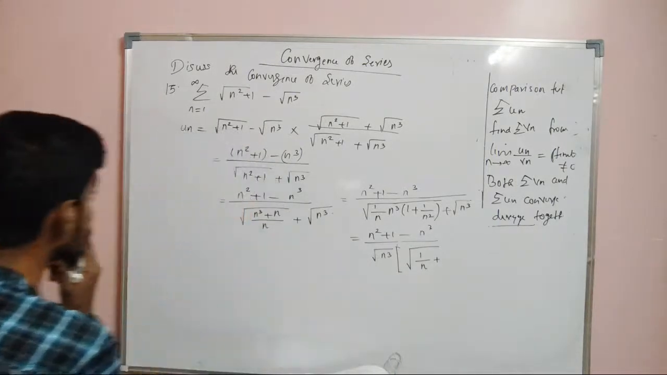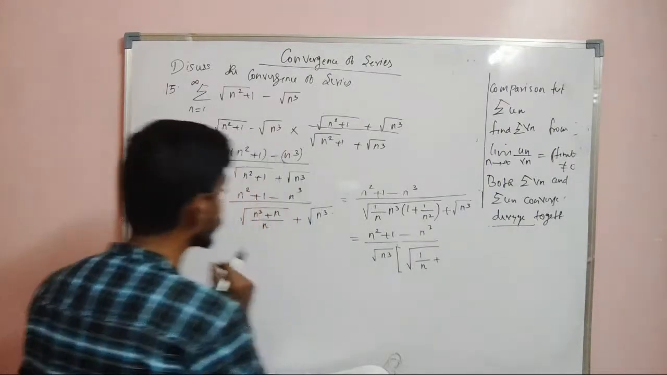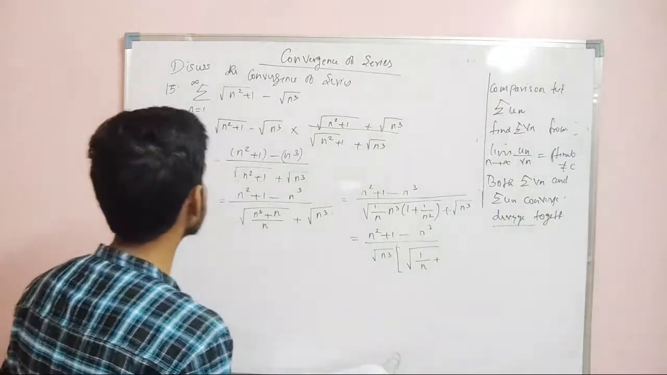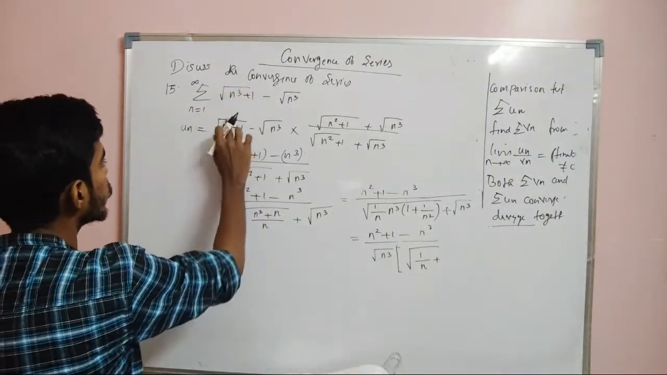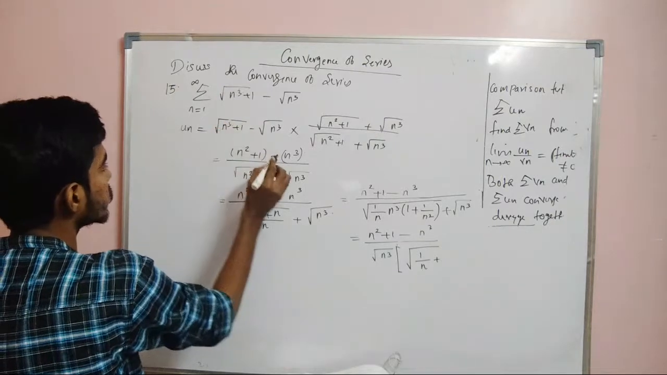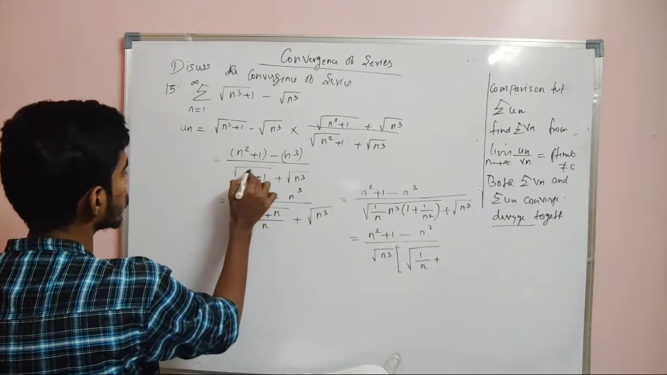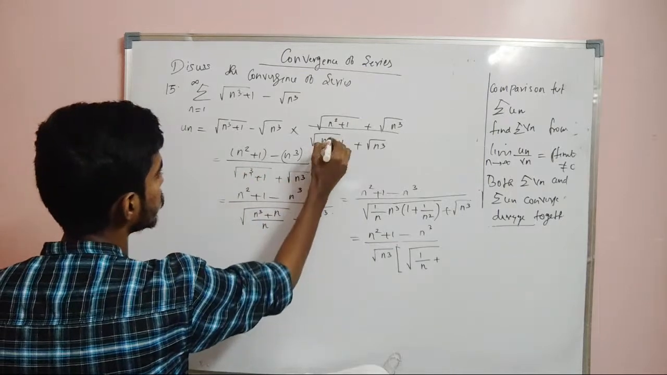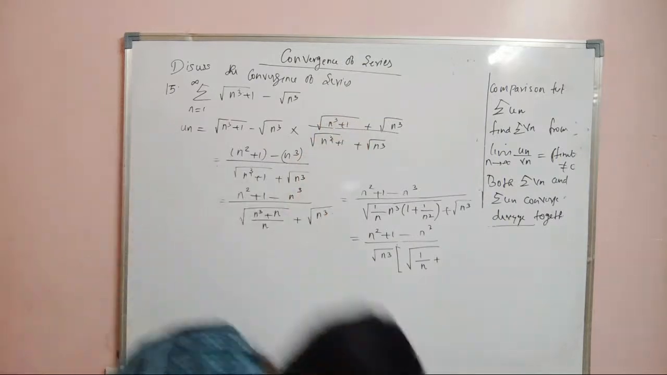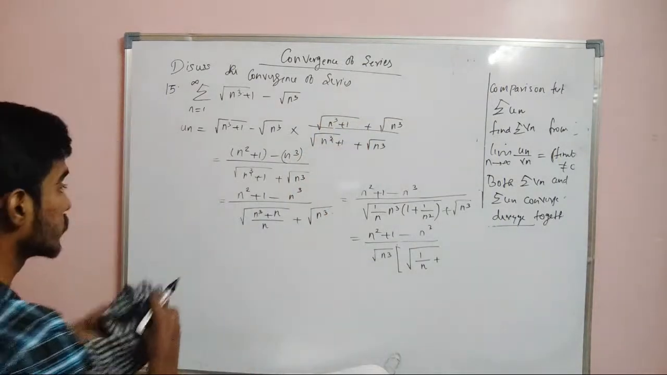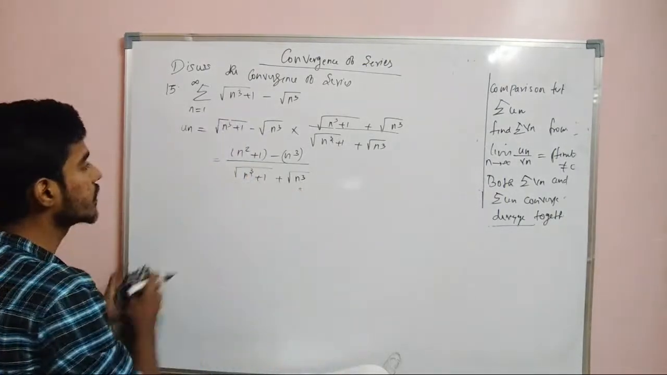Actually, I made some mistake, I think. Sorry, yes, that's where I made the mistake. The question is n cube, right? It is n cube, sorry. N cube, right? Now it will be easy for us to take the common terms. N square, sorry, it is n cube.